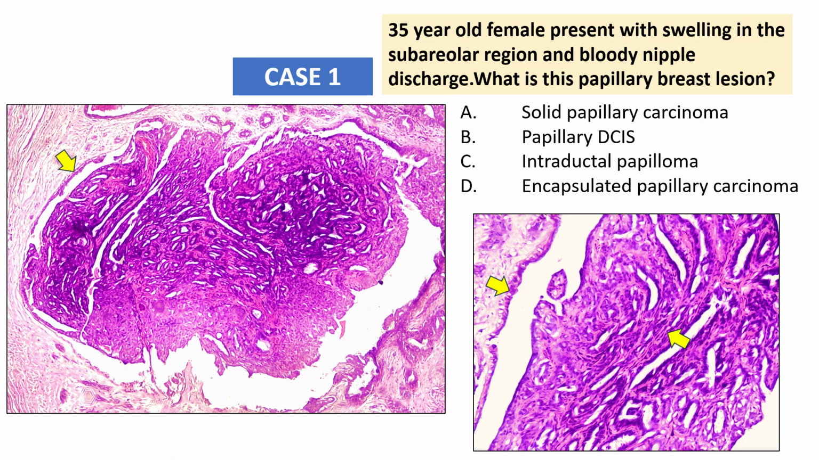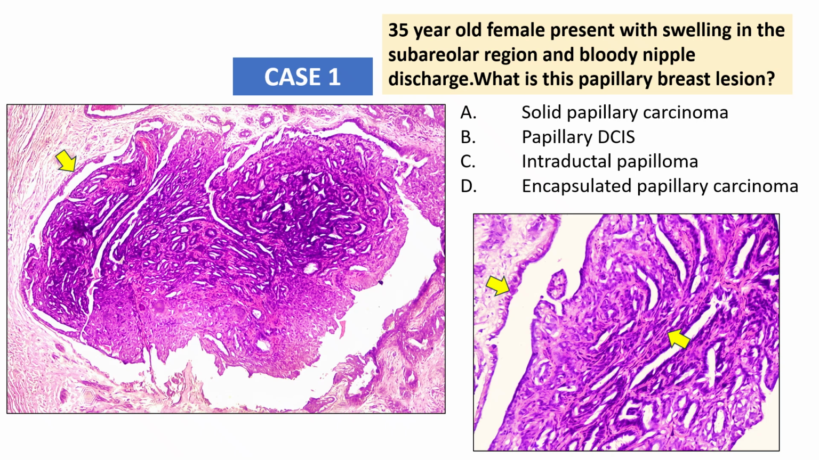Coming to case 1, a 35-year-old female presents with swelling in the subareolar region and bloody nipple discharge. What is the papillary breast lesion shown in the image? This is the question. And these are all the options: solid papillary carcinoma, papillary DCIS, intraductal papilloma, and encapsulated papillary carcinoma. Now we'll exclude one by one.